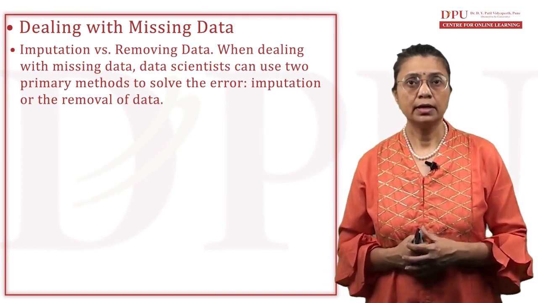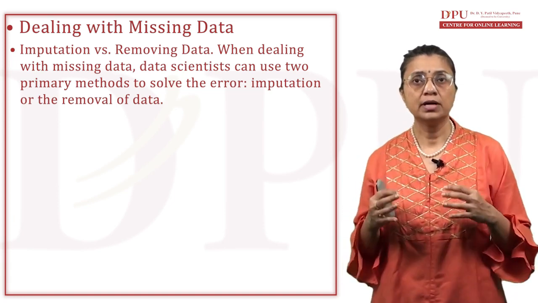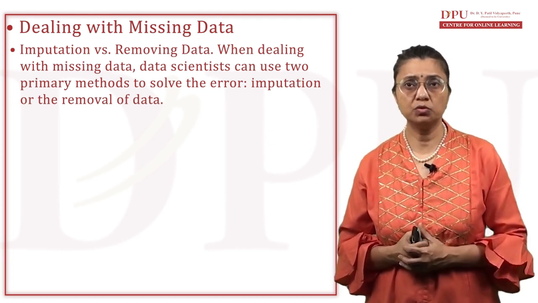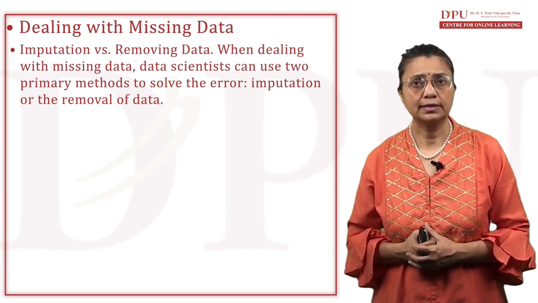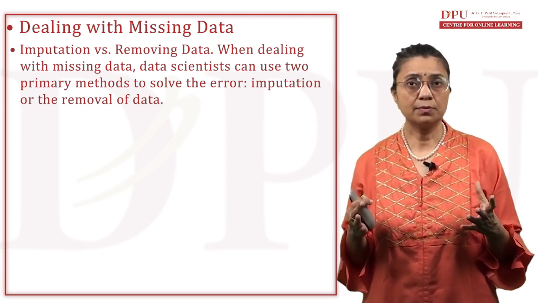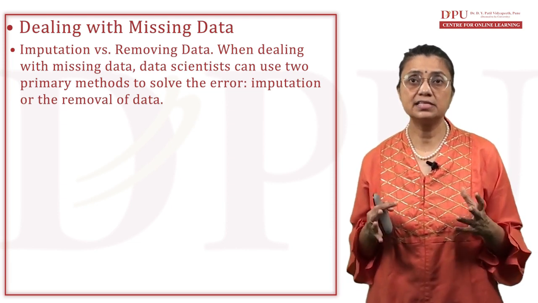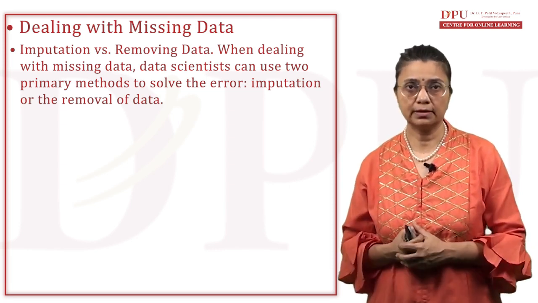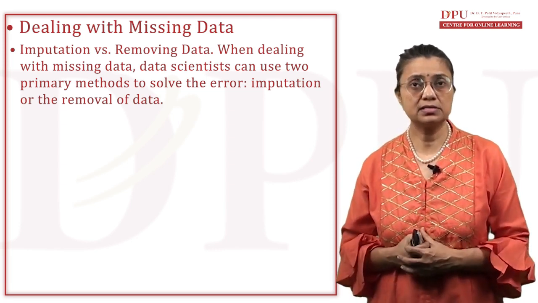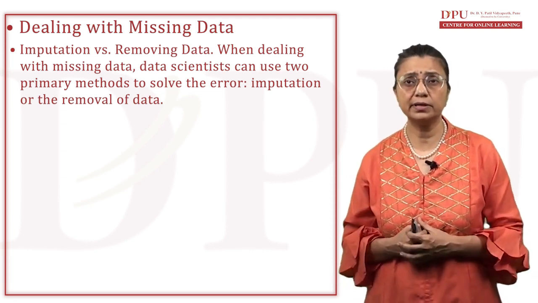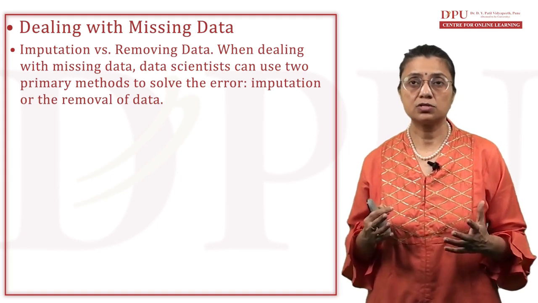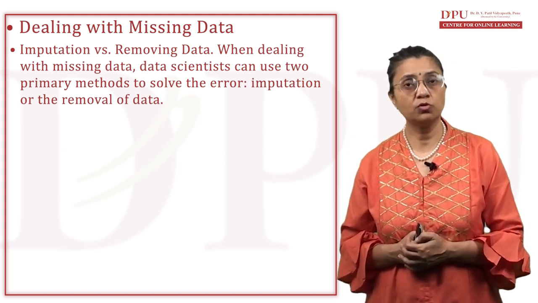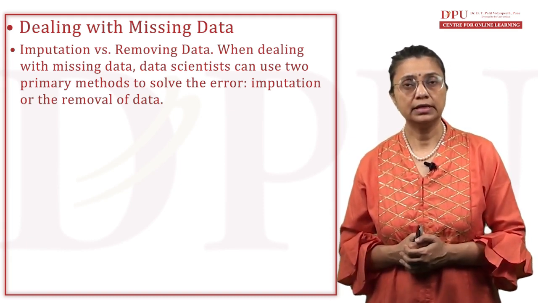So what is imputation? When I'm dealing with missing data, data scientists can use two methods to solve it. The first one is the removal of the data, which means that if I'm having data and that data is incomplete, I can just remove it. That removal is extremely important, because if it is incomplete, then that record makes no sense, because half of the information is not given by the respondent. So in that case, the best way is to remove that particular data from the file.